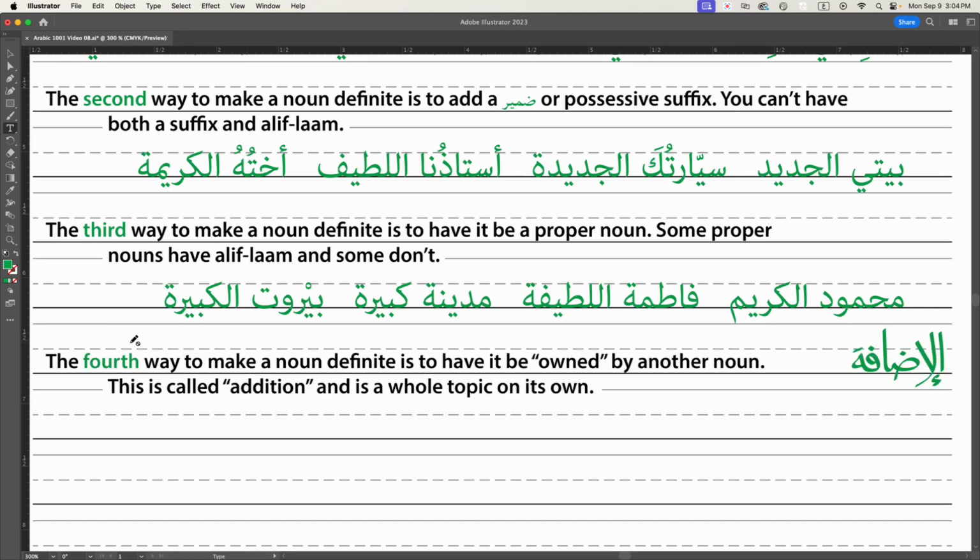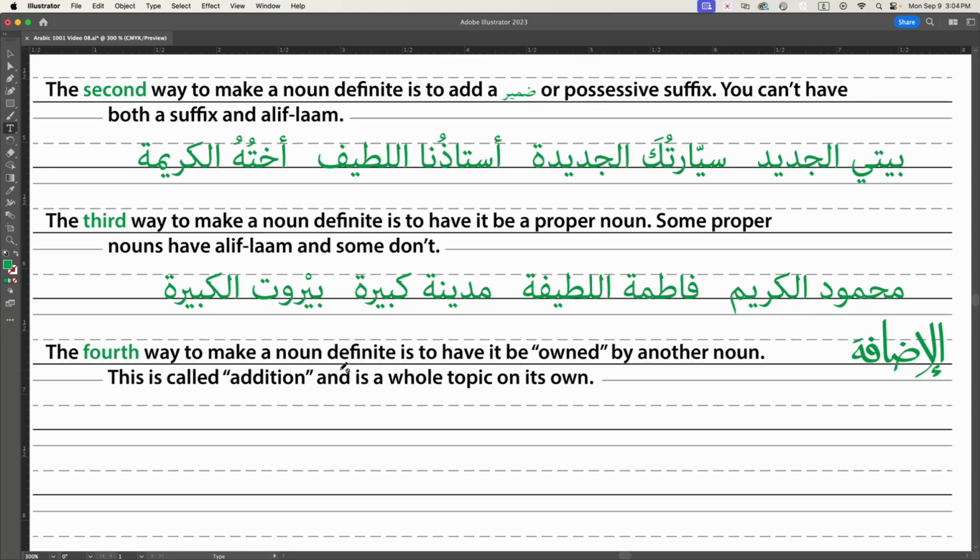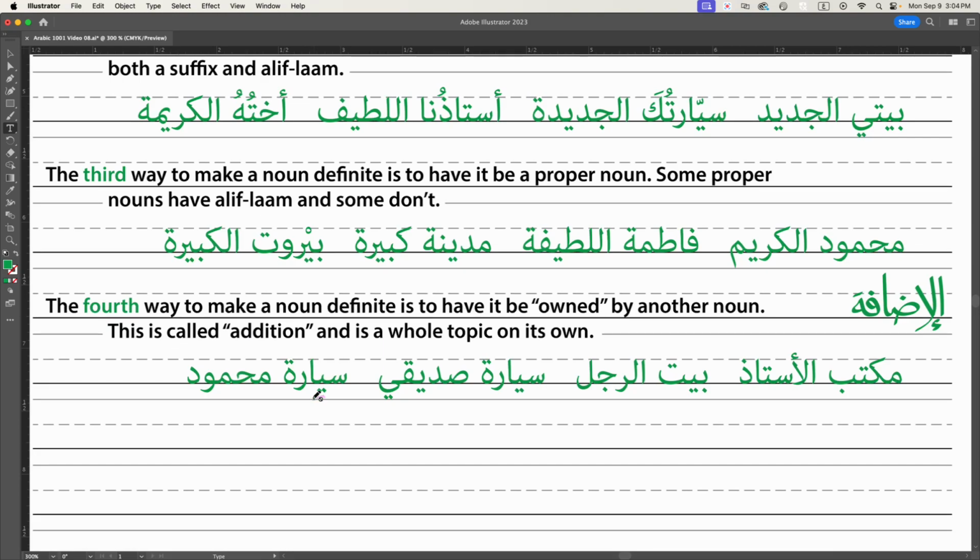The fourth and final way to make a noun definite is to have it be owned by another noun. This is called al-idafa, which means addition, like addition and subtraction. It's going to be a whole topic of like a 4-video series because it's definitely one of the oddest things about introductory Arabic. So we're going to take our time on it with a video later on. I'll just give you some examples here.